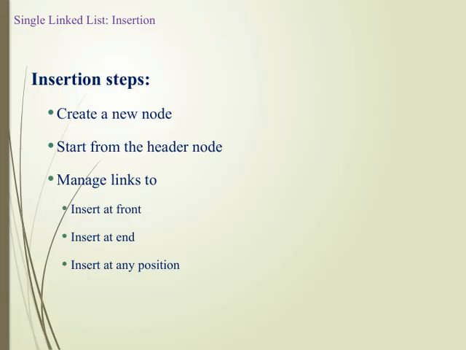Depending on where you want to insert, there are different scenarios. For inserting at the front, you link the new node to the current first node and update the header to point to this new node. To insert at the end, you traverse the list until you find the last node, then link it to your new node. And for inserting at any position, you locate the position where you want to insert, adjust the previous node's link to point to your new node, and then link your new node to the subsequent node. These steps are fundamental for maintaining the integrity of your linked list during insertion.